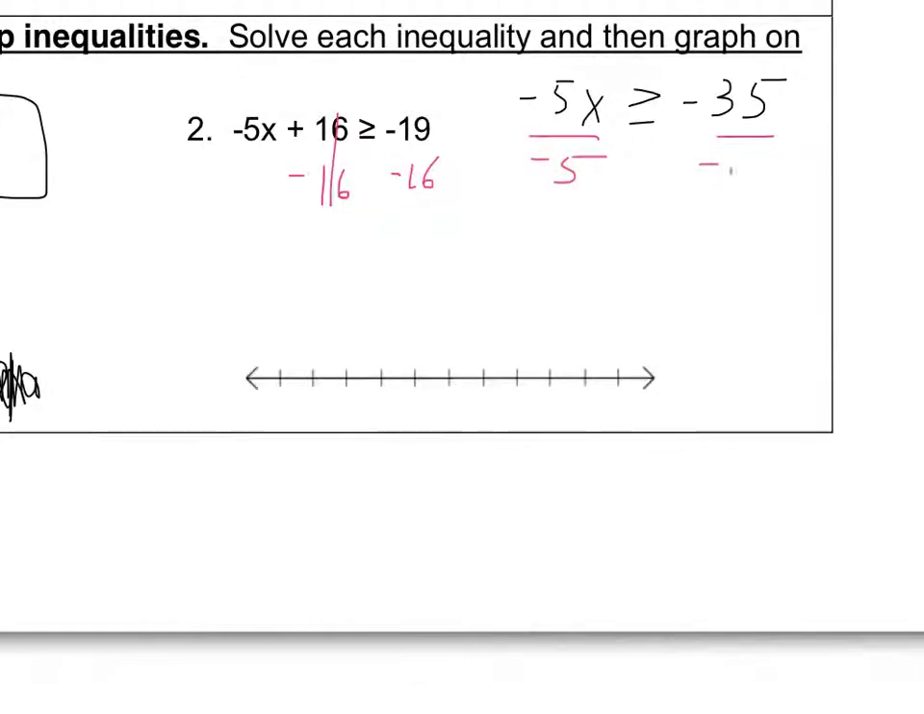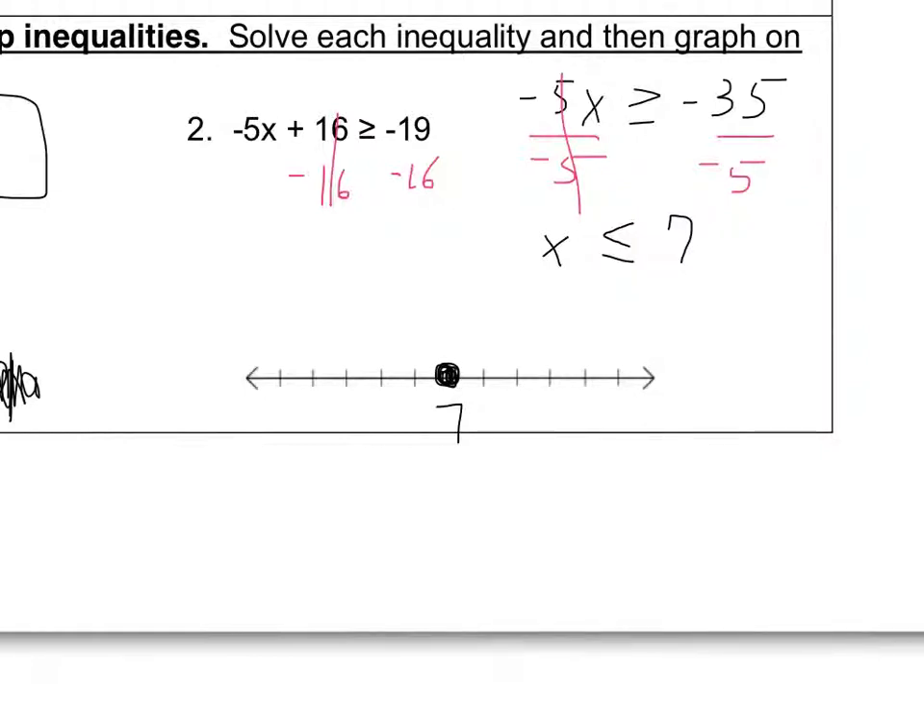Note, we divided by a negative number, so to have the correct inequality sign, we have to flip it from a greater than or equal to to a less than or equal to. -35 divided by -5 is +7. So we put 7 on the number line. X is less than or equal to 7, therefore 7 is the solution, and therefore we have a closed circle.